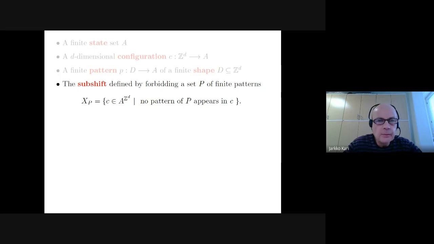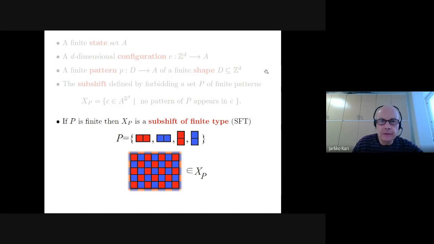Now, in symbolic dynamics, people talk about subshifts. A subshift is a subset of the configuration space where you take only configurations that do not contain some specified forbidden finite patterns. So we have some collection P of finite patterns that we don't want to have in our configurations. We don't allow them, and this specifies a subshift. The subshift contains all the configurations where none of these forbidden patterns appears. And this will be a relevant concept also in this talk. In the general definition of subshift, we may be forbidding an infinite number of patterns.